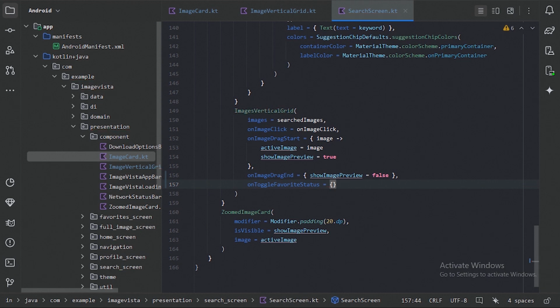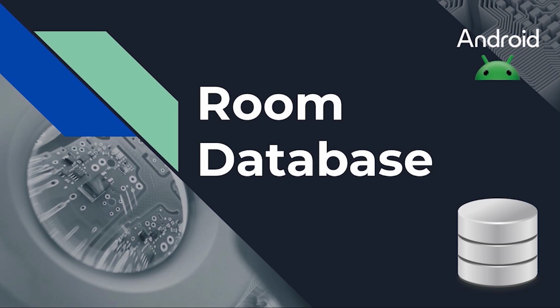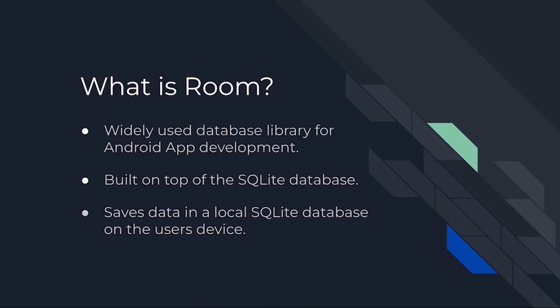So how are we going to save the favorite images in our app? We will use the local database to save these favorite images into that. For the local database, we are going to use the Room library. Let's have a brief intro on Room. Now first of all, what is Room?